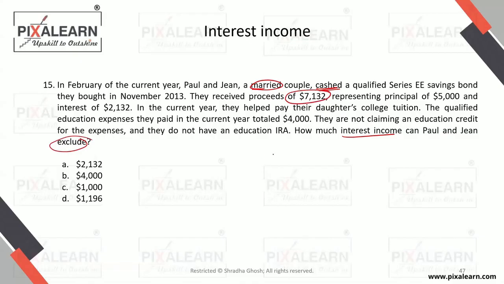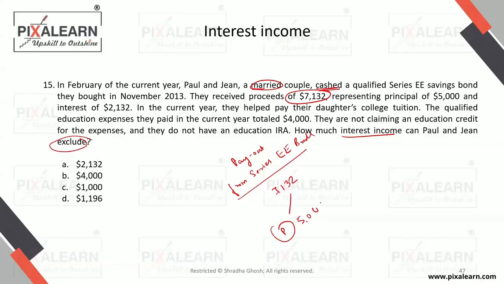They received proceeds of 7. So when there is a payout from Series EE bonds, how much is the payout? 7, out of which I had invested 5,000. The interest on it was 2. So I know my principal cannot be taxed in my hands. I'm only talking about the interest. In the current year, they helped pay their daughter's college tuition. The qualified education expenses they paid in the current year totaled $4,000. So the amount is not the full figure. They are not claiming an education credit and they do not have an education IRA. How much of this interest income will be taxed this year?